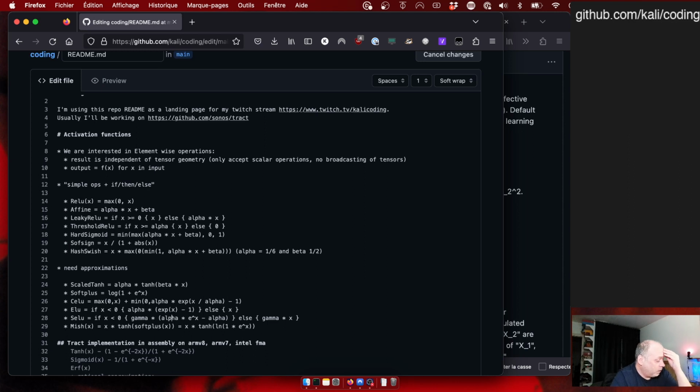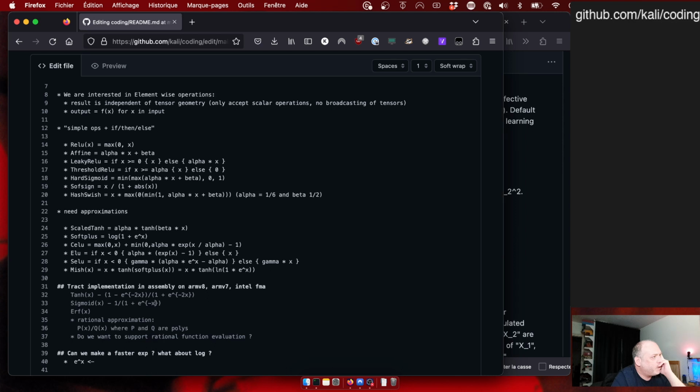ELU, alpha exponentiation. I mean, as soon as we have exponentiation or tanh, they are more difficult. So we will leave these ones alone for now. So these ones are the current state.